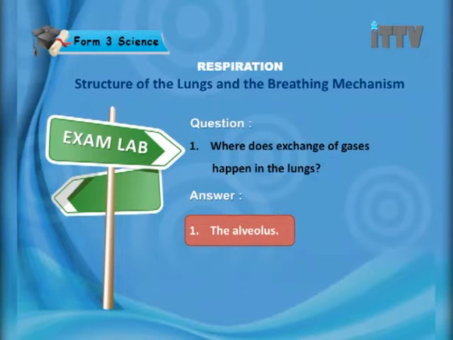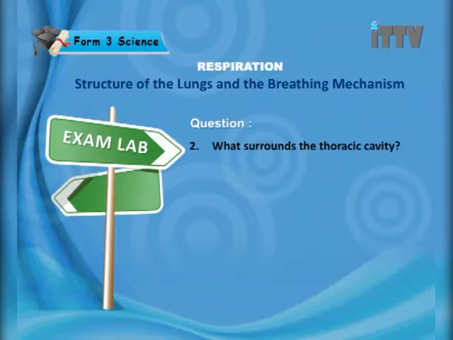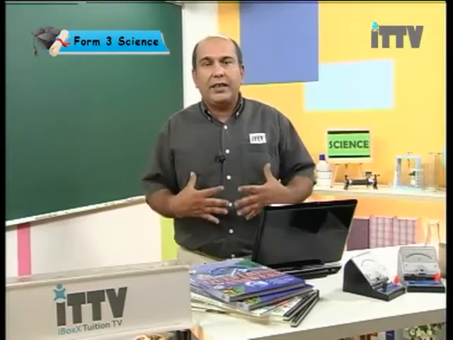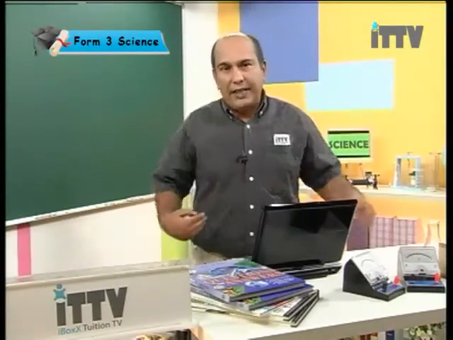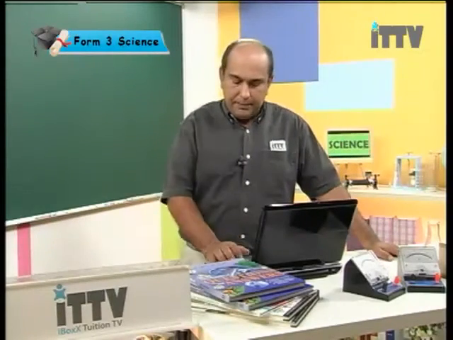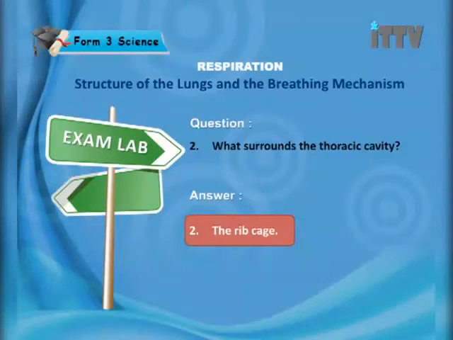Let's try another question. What surrounds the thoracic cavity? So remember, we have a thoracic cavity. We have something that goes all the way around it. That's there for protective purposes. Let's check the answer. The rib cage. The rib cage surrounds the thoracic cavity.